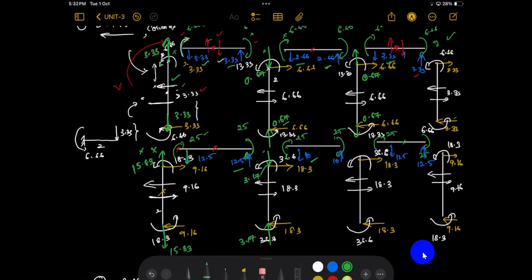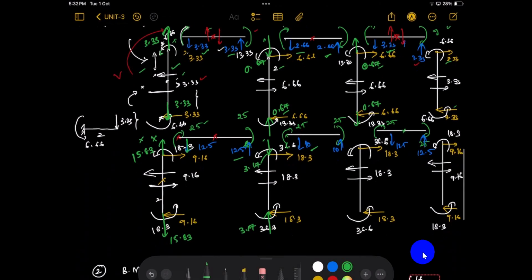Okay, exactly symmetrical, not symmetric, a mirror image. Here it comes to mirror image, here it comes to mirror image. Okay, so again, what is this value? 10 upward, 12.5 downwards, 0.67 downwards. So you must calculate it. 3.17. So this is 3.17.